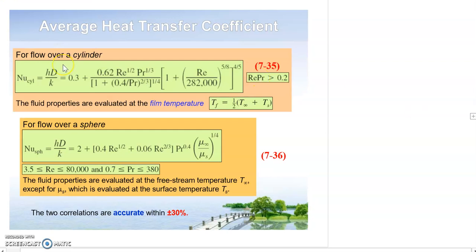So next, this is the formula. There are no different formulas for laminar and turbulent flow because this formula already covers both. But you have to take note that the fluid properties are evaluated at film temperature for the cylinder, while for the sphere, the fluid properties are evaluated at T infinity, except for dynamic viscosity, which is evaluated at the surface temperature. Okay, so these are the formulas for cylinder and sphere.